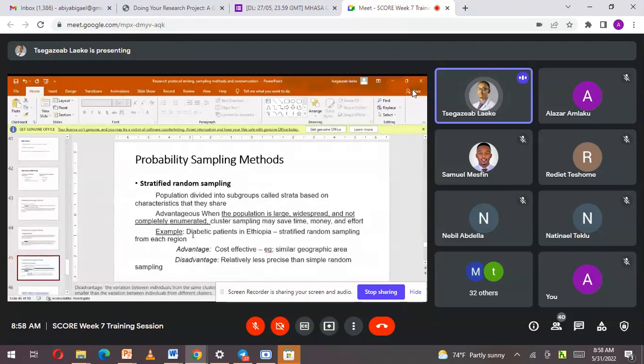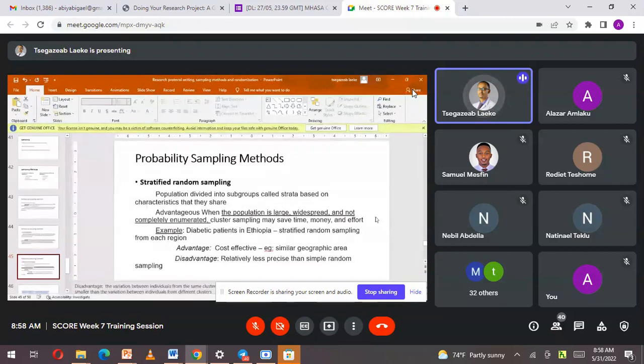patients, one of the patient populations might be outside of Addis. You cannot use simple random sampling or systematic sampling, because you cannot give numbers for all patients in Addis and outside of Addis. So you stratify them based on their geographic location, and then you sample those stratified locations.